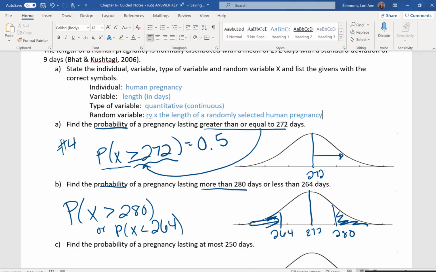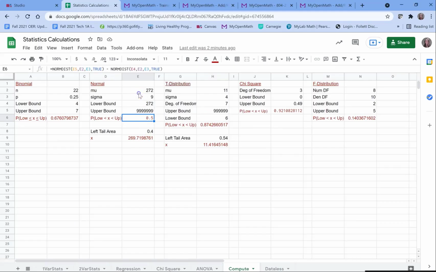Okay, so let's go to your calculator sheet. I would do one at a time. So 280 and above is 0.187.